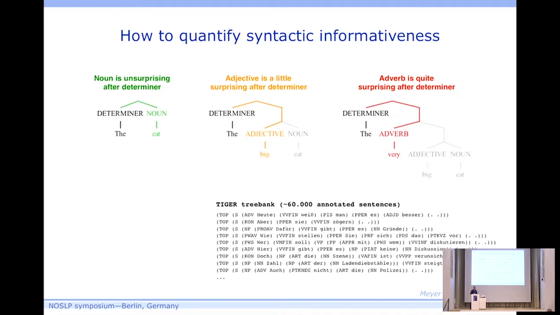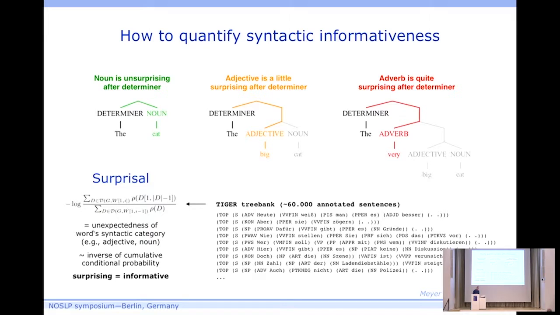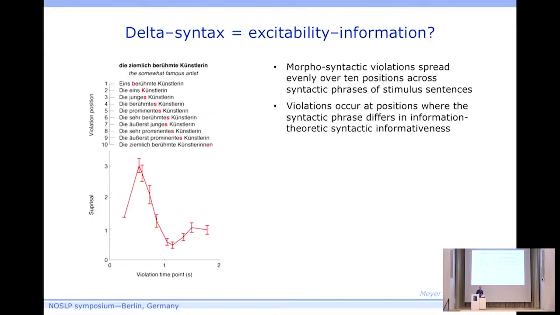And based on these tree structures, you can calculate the surprises, or the information content, of the syntactic category at every single moment in every single one of these 60,000 sentences. Once you've trained this computational parser, you can just take your list of stimuli, run it through the parser, and it will tell you, for your stimuli, which word is how high in syntactic information content. So now we basically know, for each of our 10 violations, how informative the syntactic phrase was at every single one of these 10 points in the phrase.